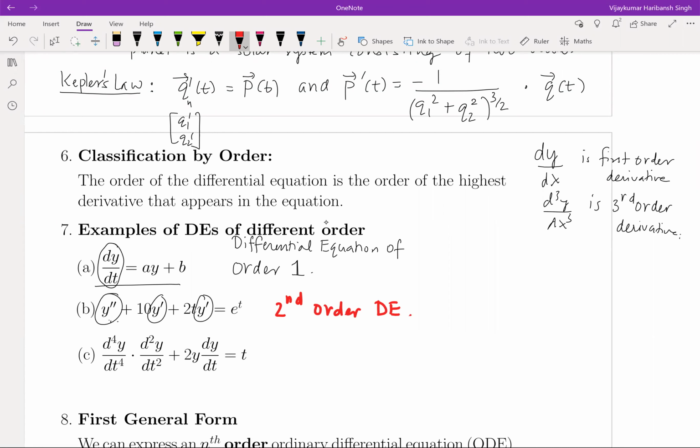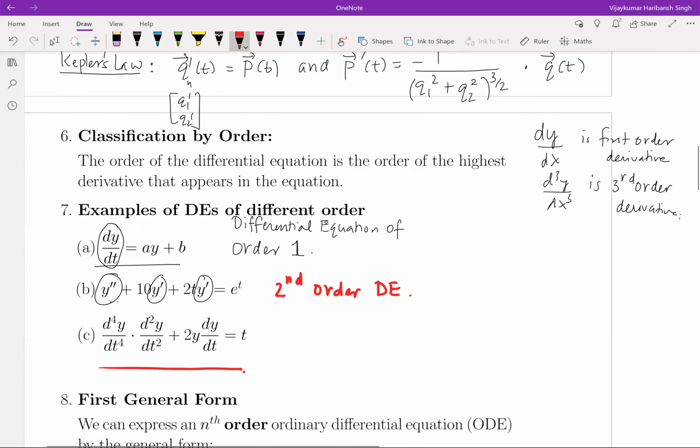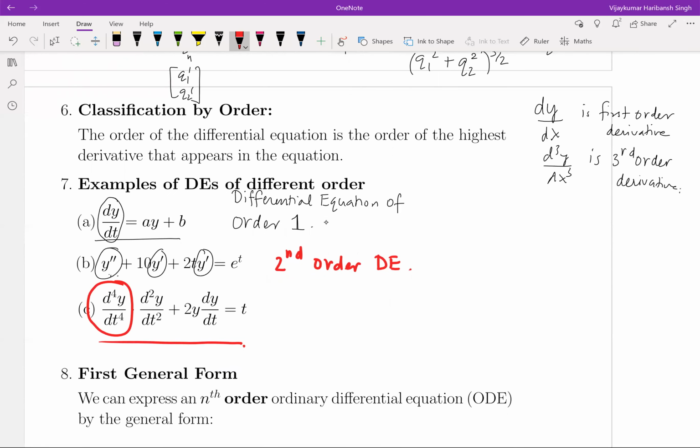Now let's look at this one here. If you look at this, you have this thing. So this one will be an order 4 differential equation. You may say, oh, is it order 6? No, there should not be any confusion about that, because you're multiplying the two derivatives. You're not taking the sixth derivative of this, right? The highest derivative you have taken is a fourth order derivative. So this is an order 4 differential equation, right?